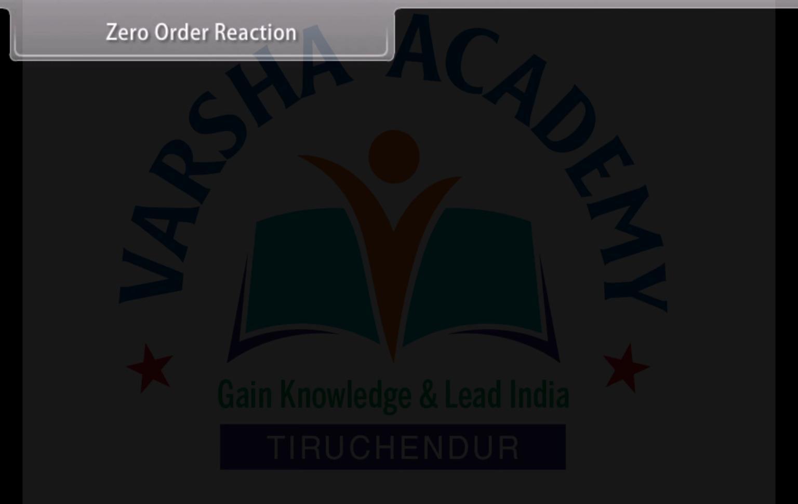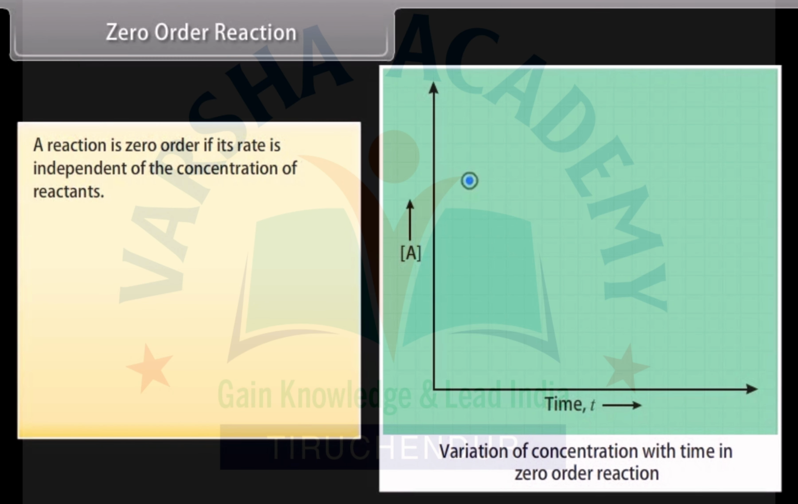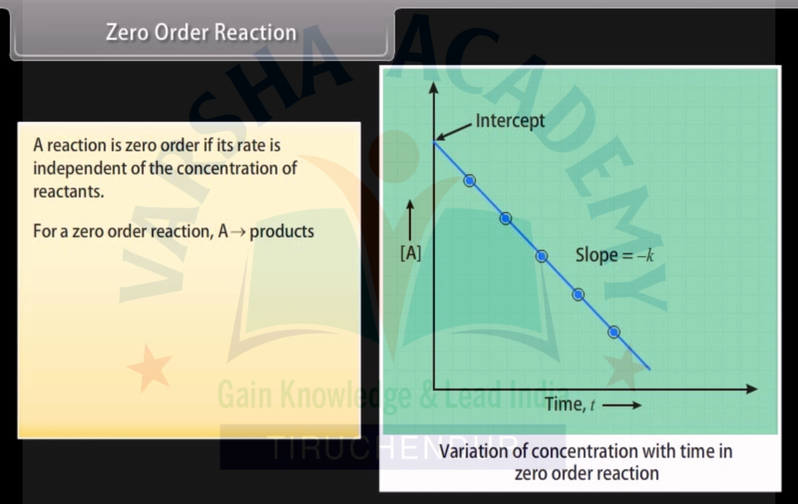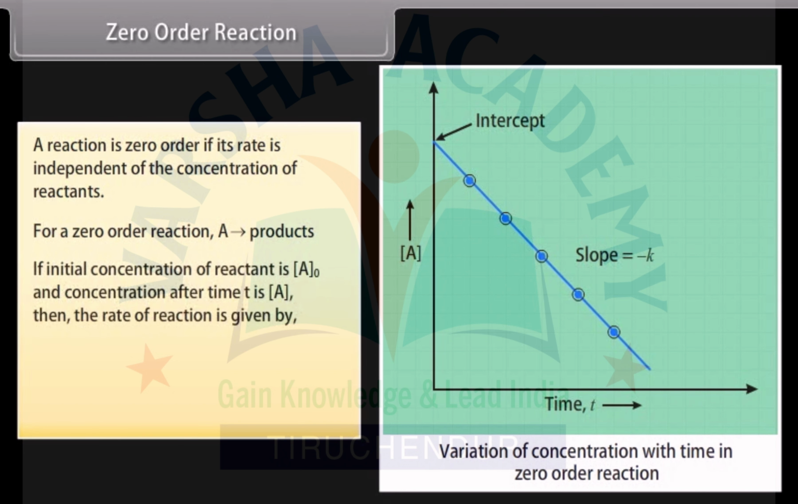Zero-order reaction. A reaction is zero-order if its rate is independent of the concentration of reactants. For a zero-order reaction, A is changing into products. If the initial concentration of reactant is a naught, and concentration after time t is a, then the rate of reaction is given by minus da by dt is equal to the product of k and a raised to the power 0, which is equal to k.